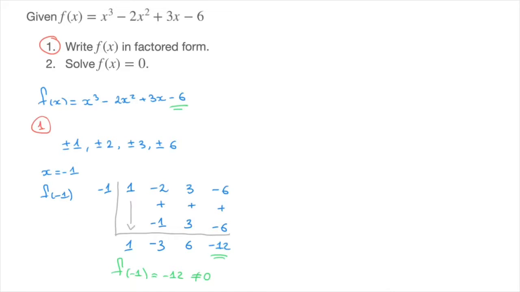So we move on and we try other factors in this list. But for the sake of saving time in this tutorial, I'm not going to try all of these out. I'm going to go straight to one of the values that I know is a 0. So I'll go ahead and try x = 2. So let's calculate f(2).